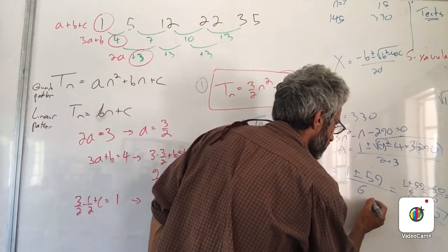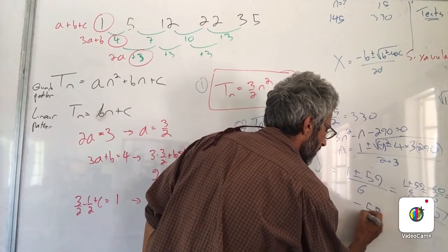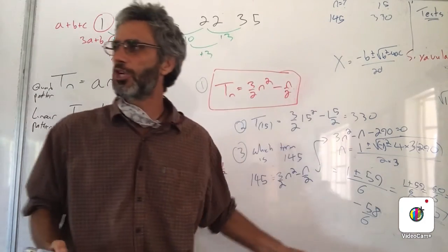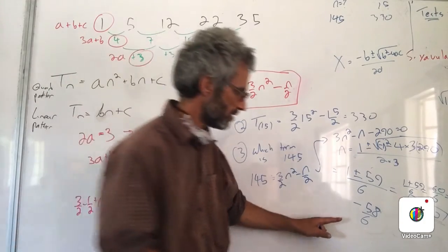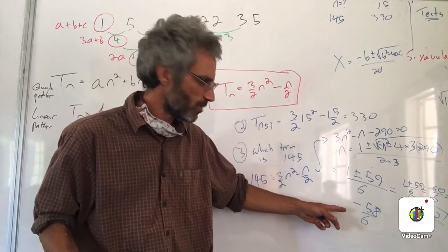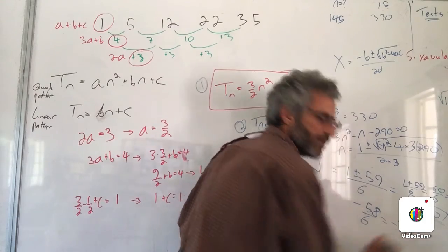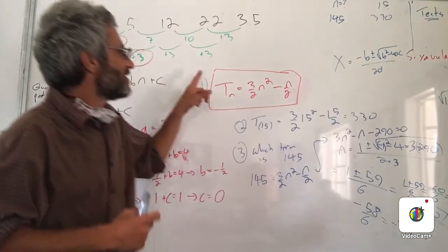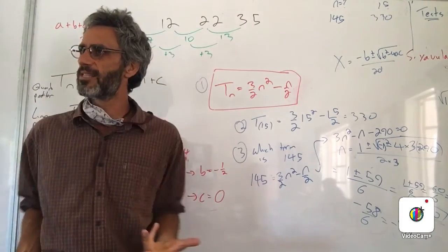The other answer is 1 minus 59, which is minus 58, divided by 6. There are 2 things working against this solution. The first one is, as you said, it's a decimal. I'm not going to even write what it is, it's minus 9.6 whatever. Now, n is an integer. n is 1, 2, 3, 4. It can't be a decimal.